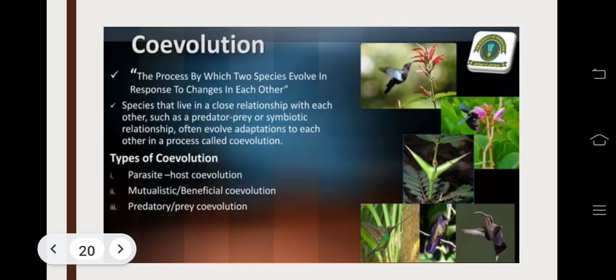And coevolution. Coevolution is the process by which two species evolve in response to changes in each other. Species that live in a close relationship with each other, such as a predator-prey or symbiotic relationship, often evolve adaptations to each other in a process called coevolution. Then types of coevolution: parasite-host coevolution, mutualistic beneficial coevolution, predatory-prey coevolution, etc.